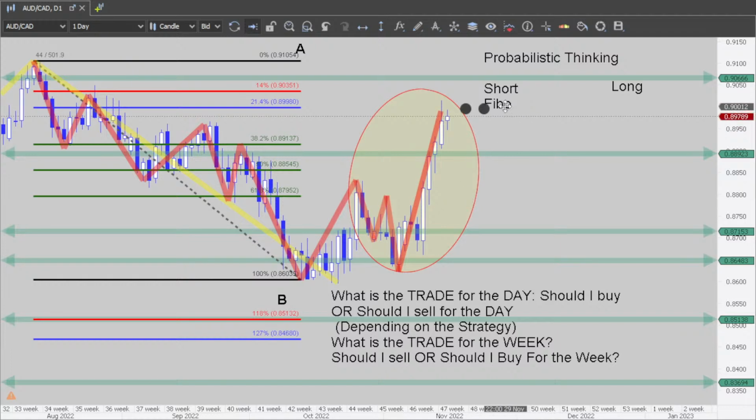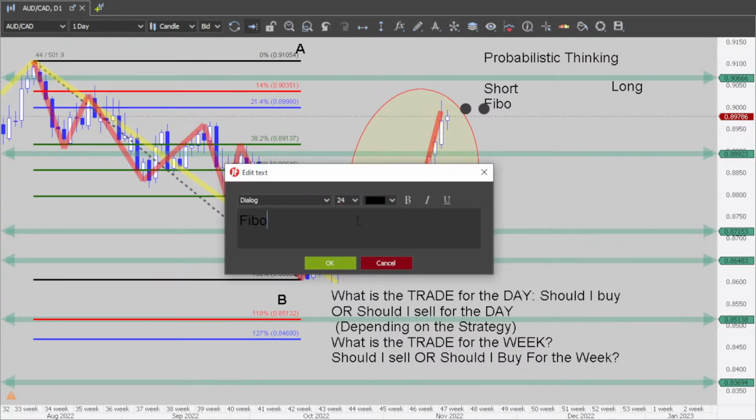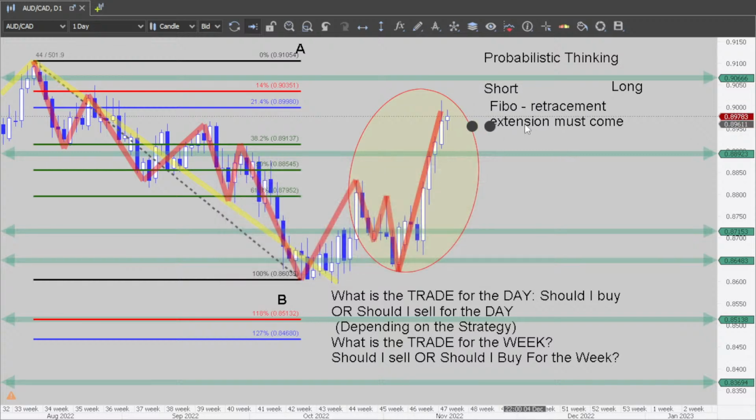Okay, so this is about the Fibonacci. Fibonacci, edit label, retracement, okay? Extension must come, agreed? Okay. Oh boss, but you said for the day. Yes sir, give me a second.